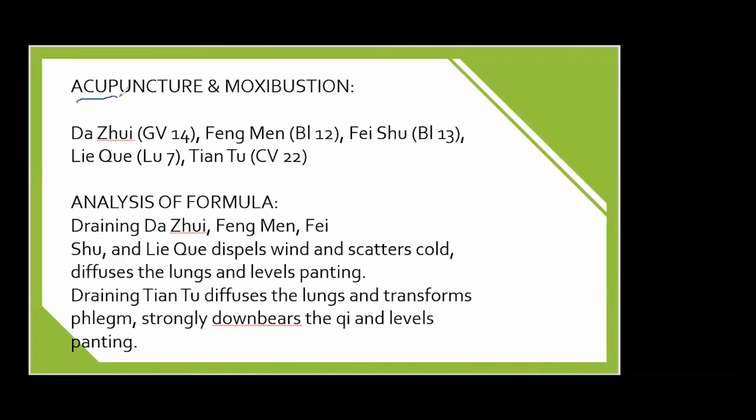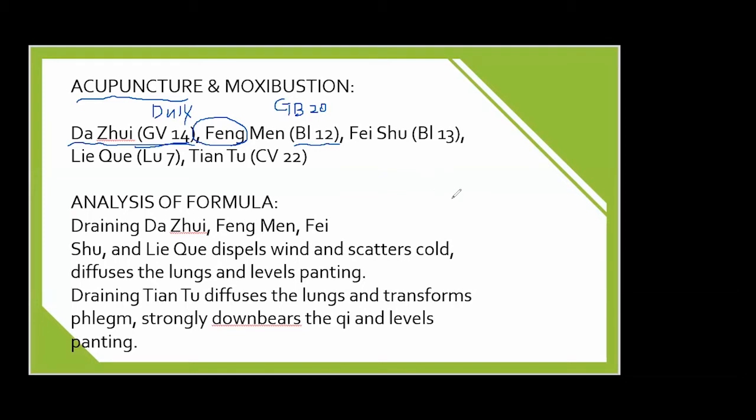Then we talk about acupuncture treatment. Relieve externals. So da zui, du 14 is good. It relieves externals, and also can clear some heat. So with the cold condition, you still can use it, but mainly to relieve externals. And bladder 12 is the wind point. Relieve externals. And certainly you can use another point, we call gallbladder 20, another wind point.